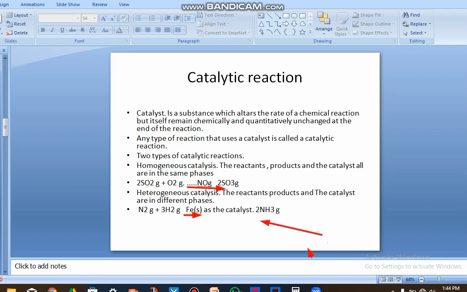Okay, so you can see that the two reactants are gas, but the catalyst is solid. Are you getting it now? The catalyst is solid, and the product is also a gas, meaning they are different. One must be different. So if you check and one is different from the other, just know that this is a heterogeneous catalyst.